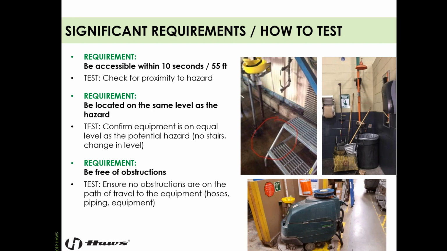Discovering this piece of equipment is going to rely on your eyesight, which isn't going to be in the best shape. So we need to make sure that it's on the same level and you're not running into additional hazards and obstacles on your way to the equipment. It also has to be free of obstructions, so other items that can just be placed in the path between the emergency equipment and the hazard. So a couple examples over there on the right.